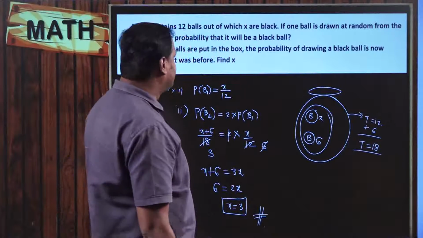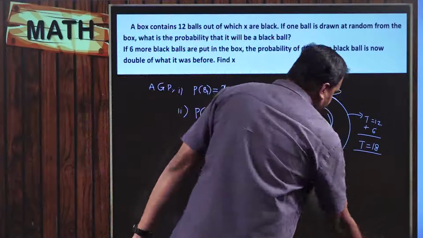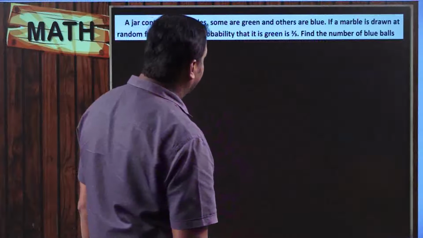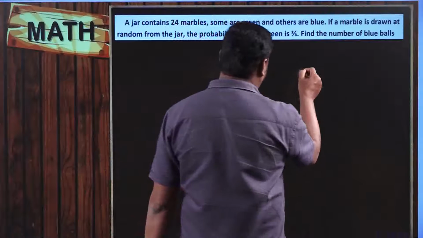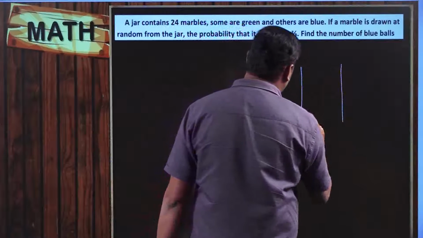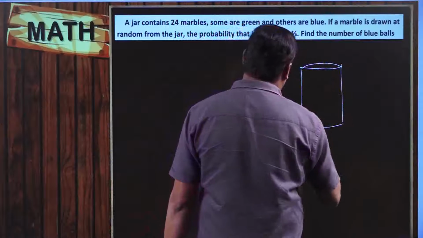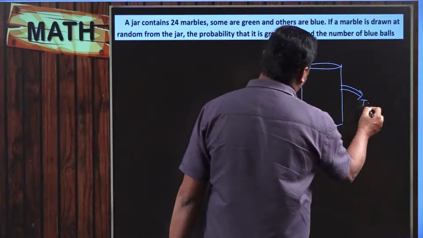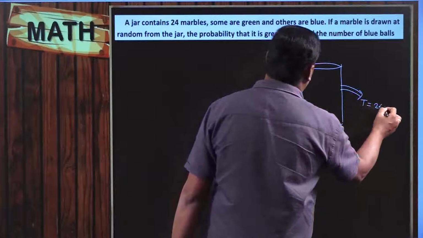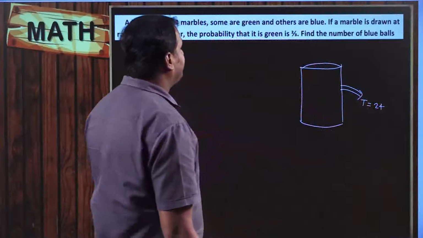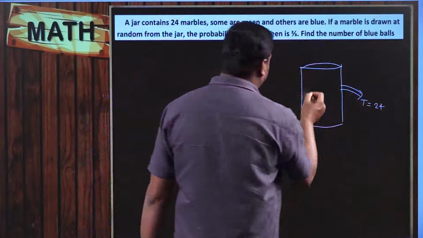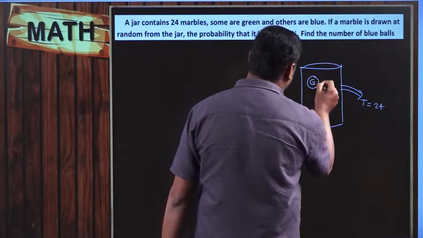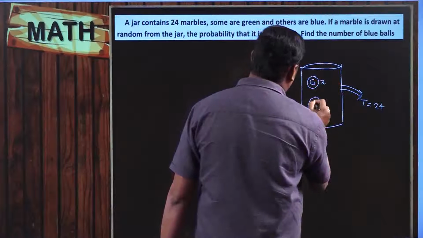Right. So what is the next problem? The next problem is: a jar contains 24 marbles. Some are green and others are blue. This is also the same kind of problem. In this jar we have 24 marbles in total. Some are green and others are blue. For example, the green marbles are X, and the other marbles are blue.